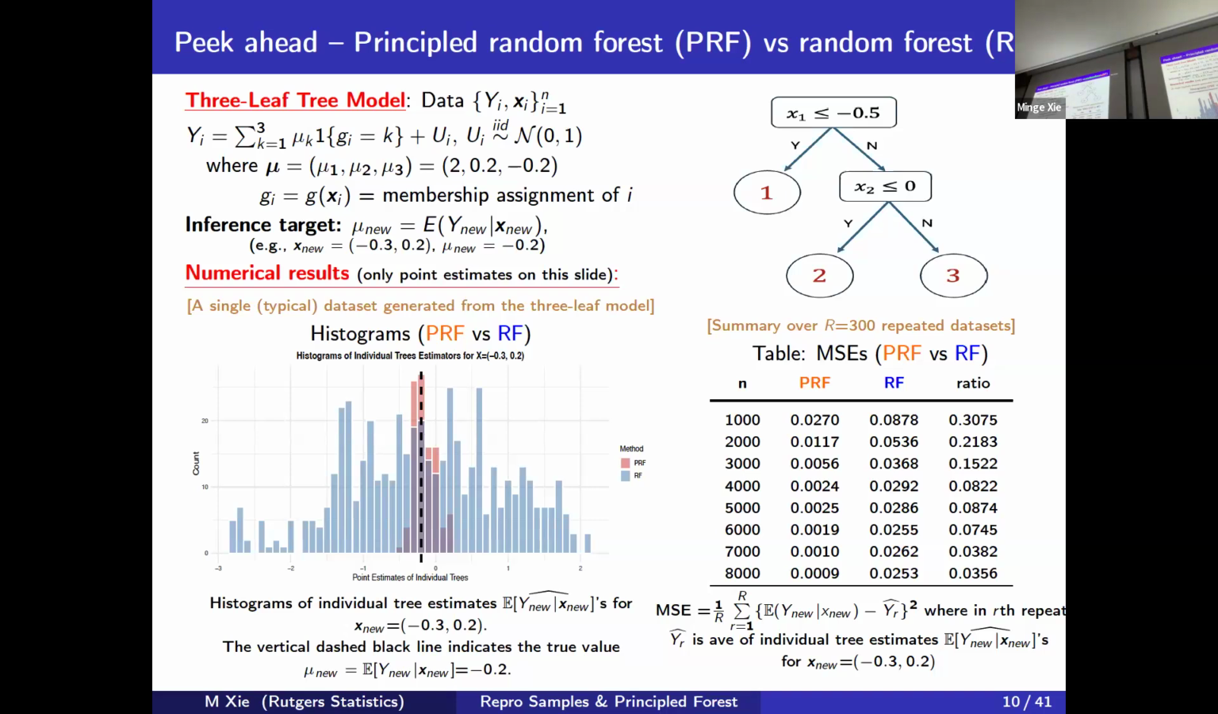The idea is that I want to predict a new y, which comes from this new x. By this model, I know the truth is negative 0.2. But of course, assuming I don't know this, the true parameter I don't know.